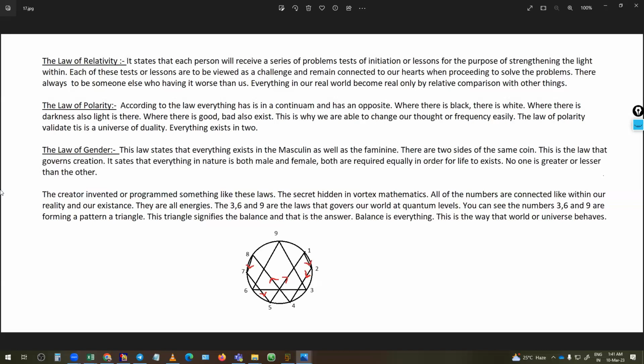The last one is the law of gender. This law states that everything exists in the masculine as well as the feminine. There are two sides of the same coin, right? This is the law that governs creation.